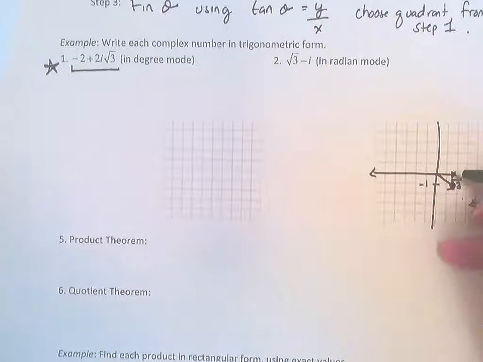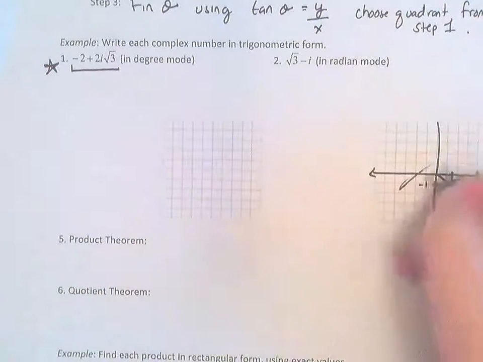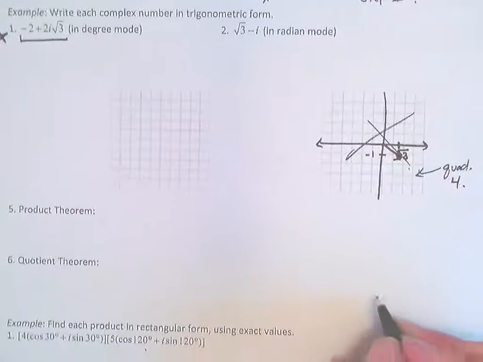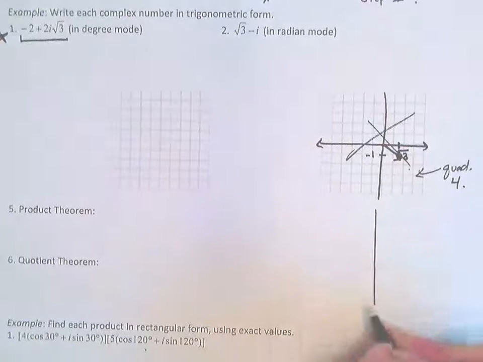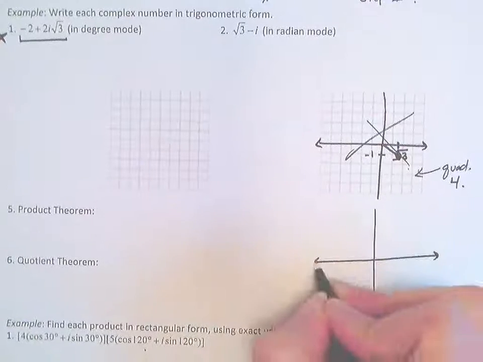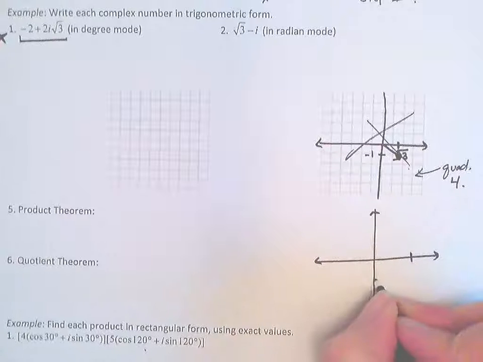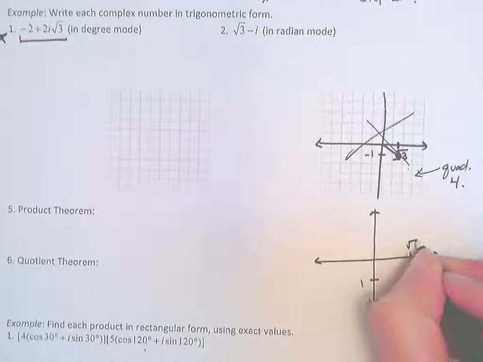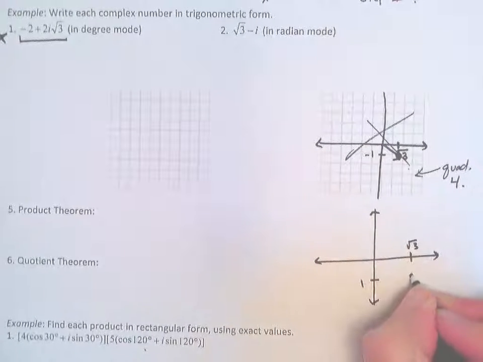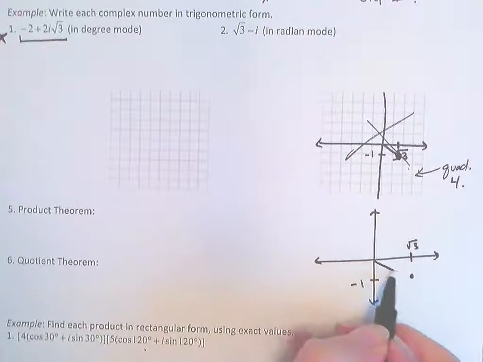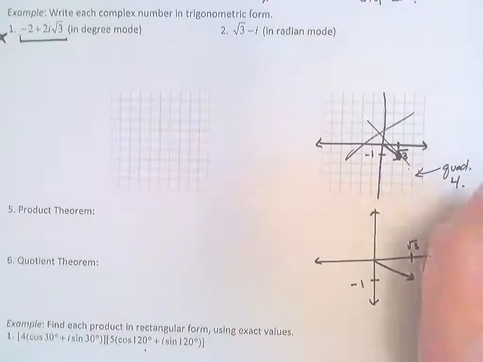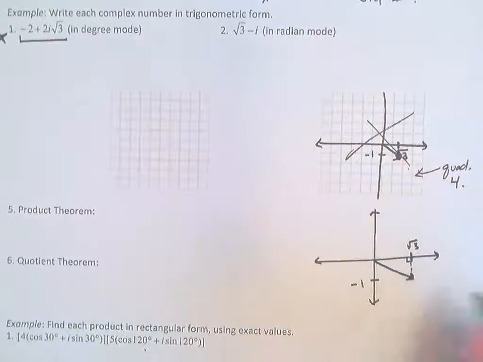You need to remember that the vector is actually in quadrant 4. I should have probably made this graph a little bit bigger. Actually, I'm going to cross this out really quick and make the graph a little bit bigger. So square root of 3, let's call it right there, and then -1 right there. So there's our vector.